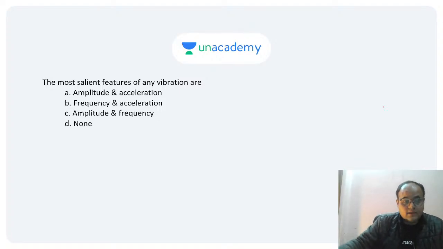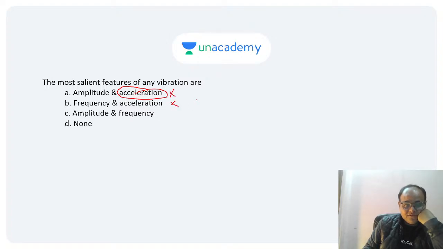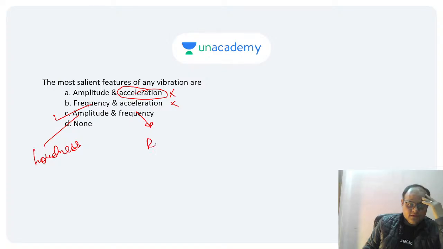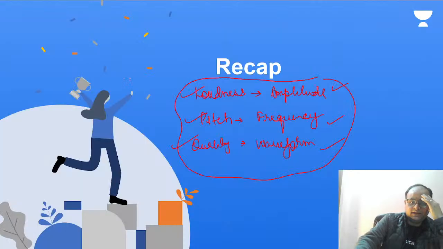See, acceleration is out of question, so obviously these two options cannot be correct, and amplitude and frequency have to be the correct answer. For amplitude, you had loudness. For frequency, you had pitch. Amplitude is for loudness, frequency is for pitch. So option C has to be the correct one.